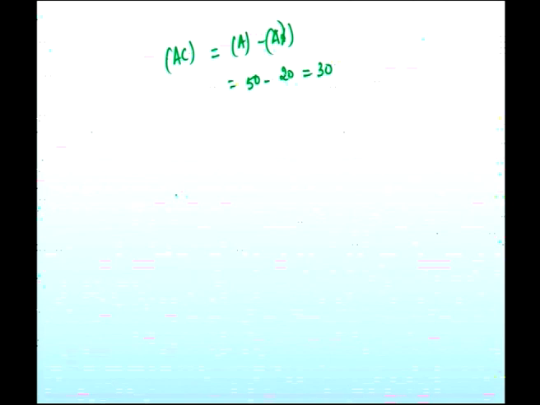Then AC, we have A minus A gamma. What is the A value? 50 minus A gamma, which is 20, is equal to 30. We are requested to find the limits for BC. As I already told you, B and C are fixed. So, we are to find the limits for BC.